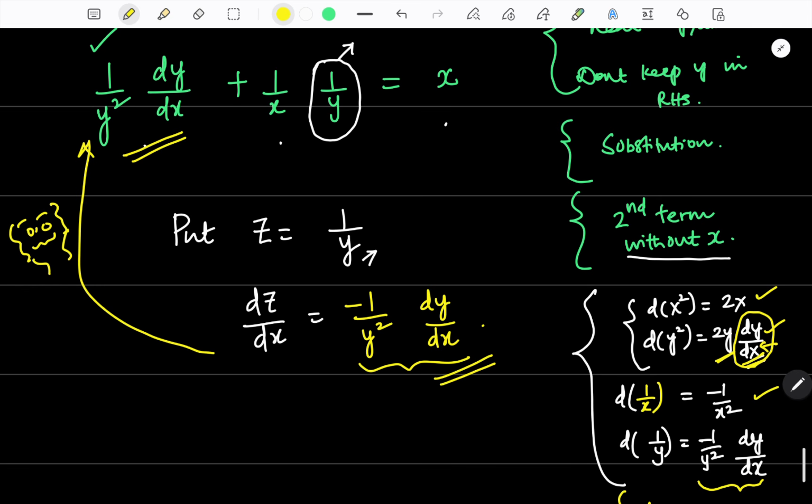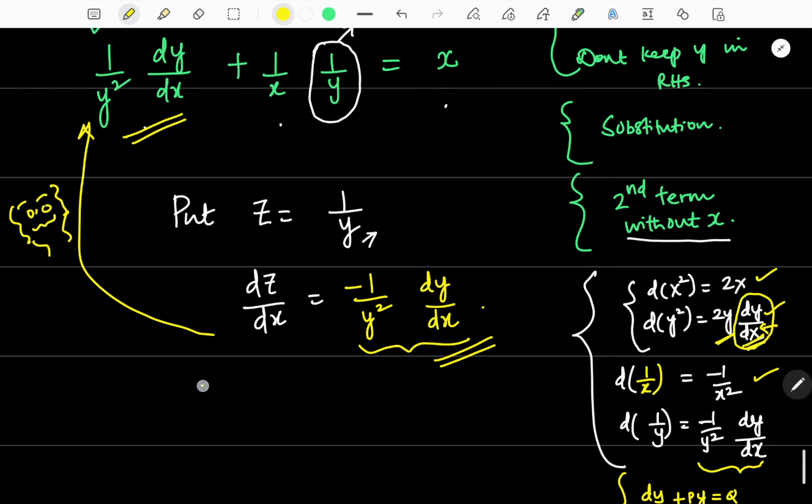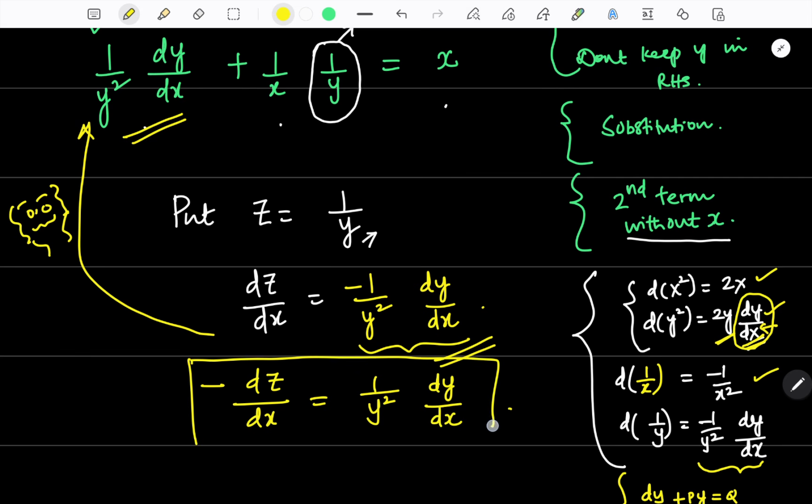But we have here 1 by y square, but here we have minus 1 by y square. So let me take this minus to this side. Minus dz divided by dx is equal to 1 by y square dy by dx. So this is your minus dz by dx, and z is your 1 by y.